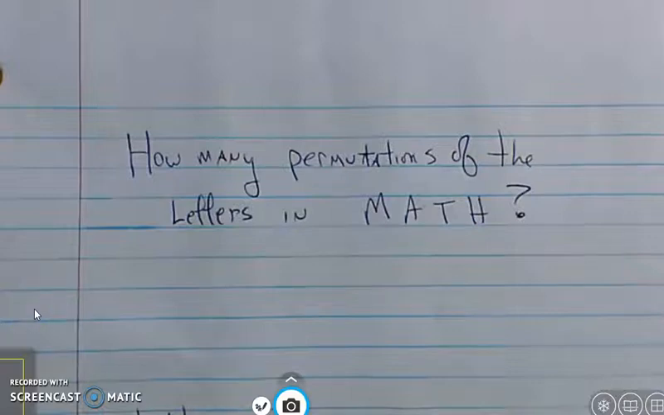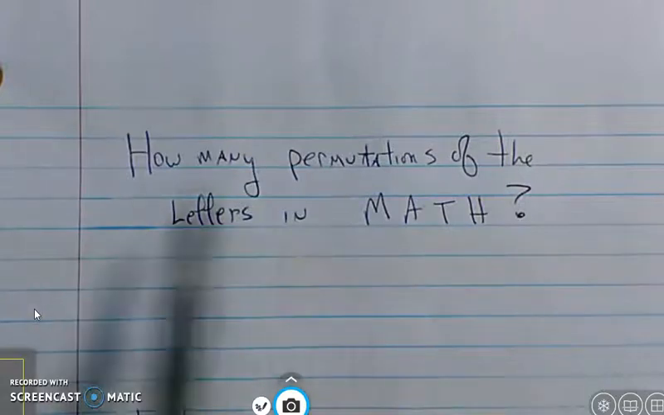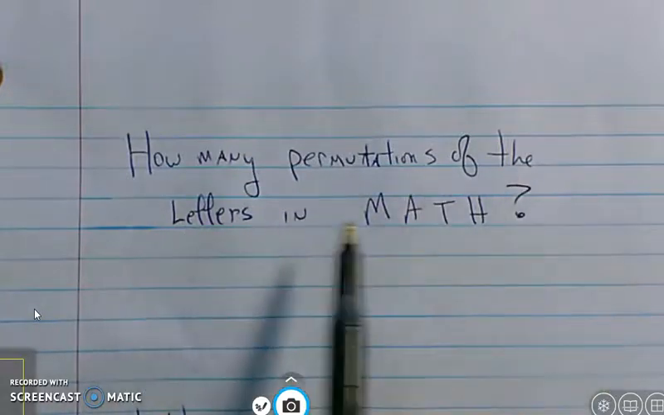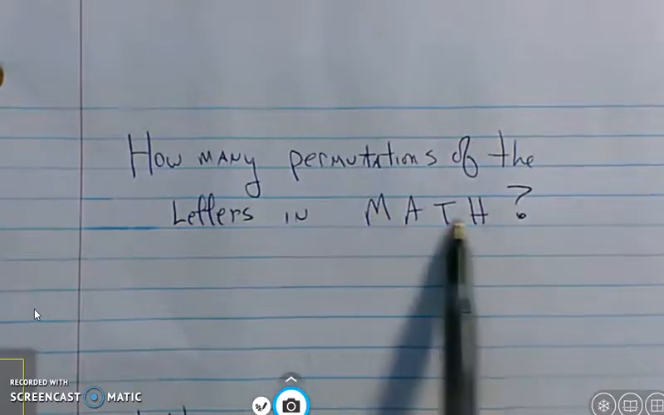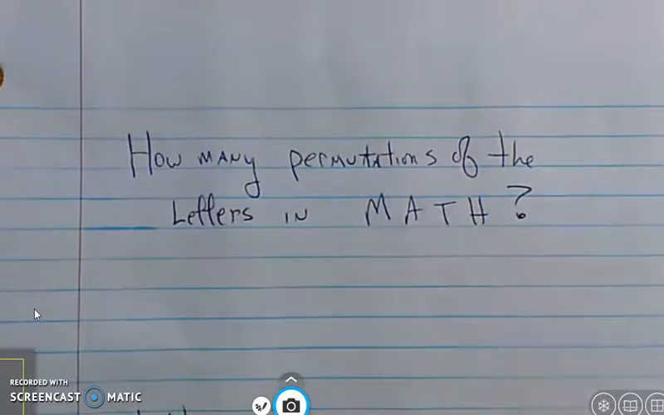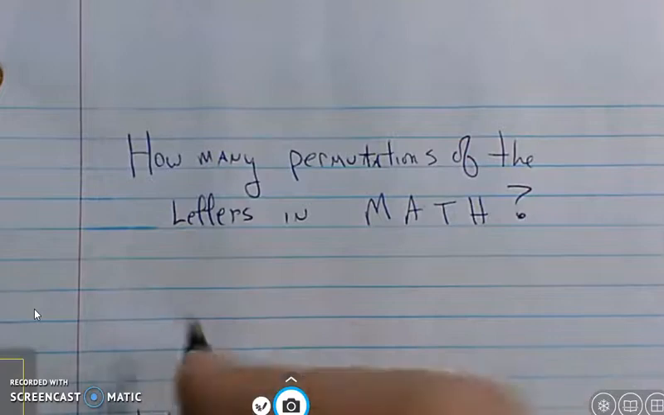Okay, good morning. We're going to continue our discussion of permutations real quick. I want to ask, how many permutations are there of the letters in the word math, M-A-T-H? So basically I want to know how many different ways can I rearrange M-A-T and H to make a new word. Now in mathematics, a word is any combination of letters.